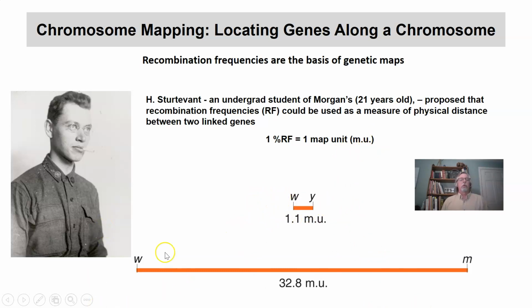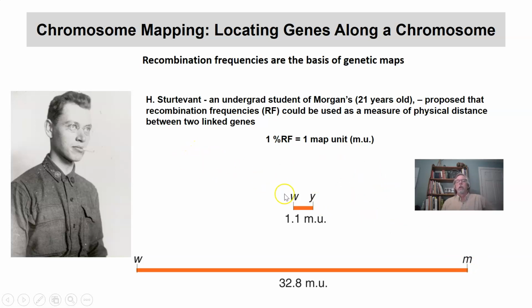If you did a similar dihybrid test cross with the white gene and a gene for miniature wings in Drosophila, you would come up with a much larger recombinant frequency, 32.8 map units. So the conclusion from this is both white and yellow are linked on the X chromosome, and white and miniature are linked on the X chromosome. That must mean that yellow and miniature are also linked to each other.